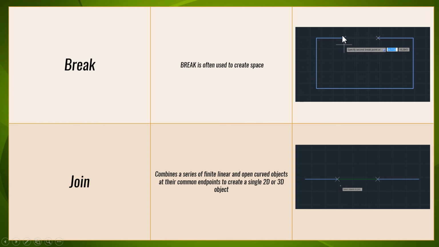As you can see here, it's a rectangle. So if you want to create a gap, you can use the break command. Whereas join is used to join two objects to become a single entity. It can be a curve or a line or a number of lines also. It can also be used to combine three-dimensional objects too. Now let's see these options in the software.